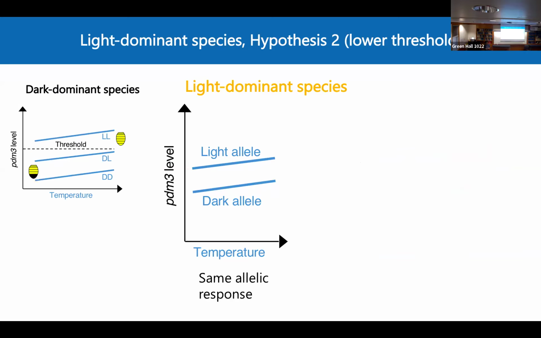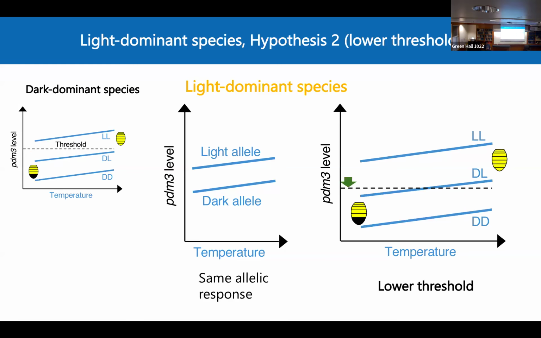So hypothesis two assumes that the allelic response to temperature is the same as in the dark dominant species. But if the threshold is lower compared to the dark dominant species, it's possible for the expression level of the heterozygotes to span the threshold to create a discrete phenotype depending on temperature.